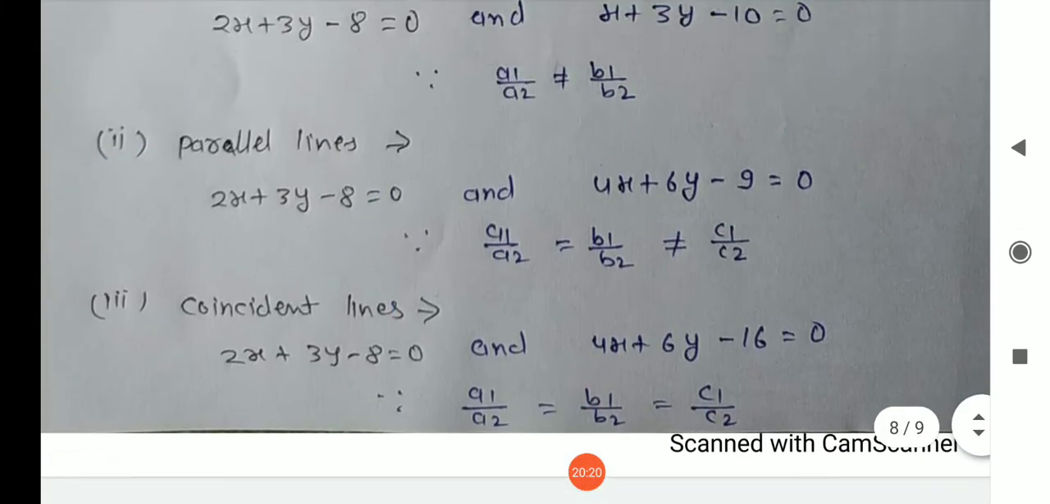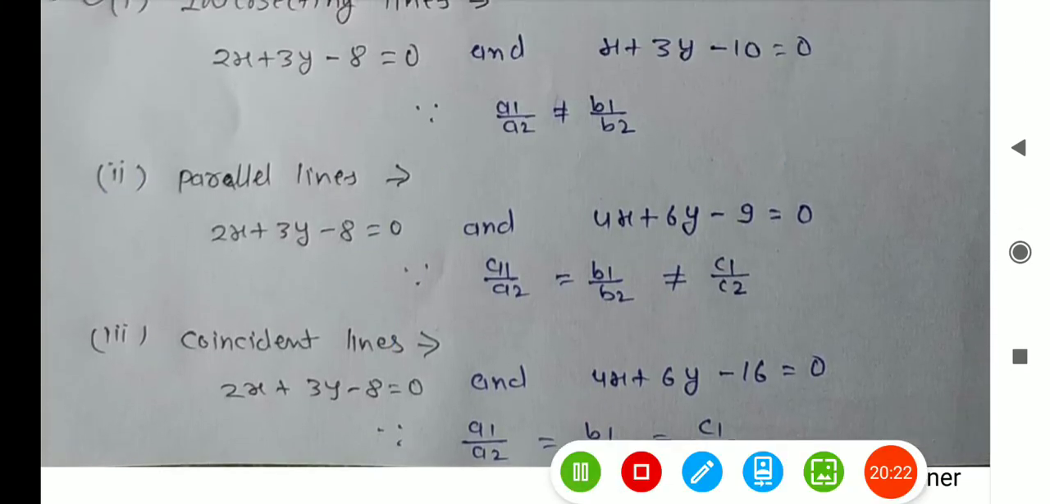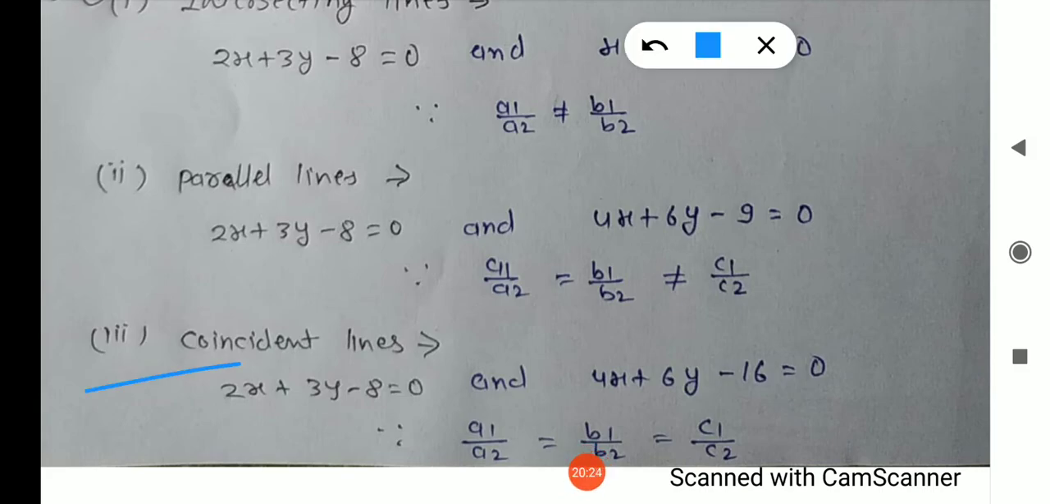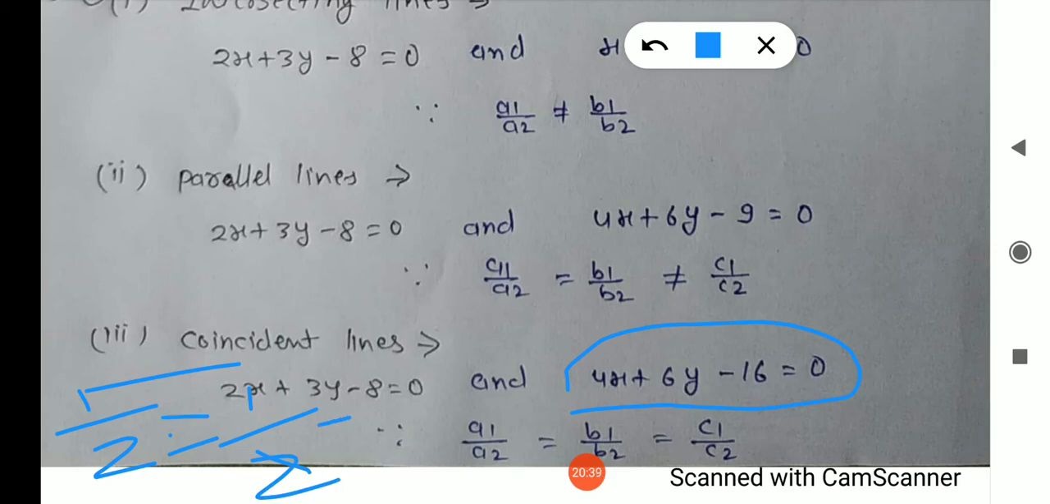Now third is coincident lines. It means A1 upon A2 is equal to B1 upon B2 and also equal to C1 upon C2. So we take 4x plus 6y minus 16. 2 upon 4 we get 1 upon 2. Again 3 upon 6 we get 1 upon 2. Again minus 8 upon minus 16, minus and minus cancel, we get 1 upon 2. It means A1 upon A2 is equal to B1 upon B2 is equal to C1 upon C2 for coincident lines.